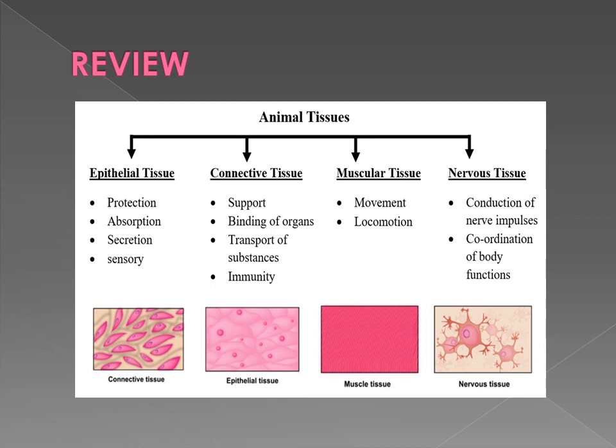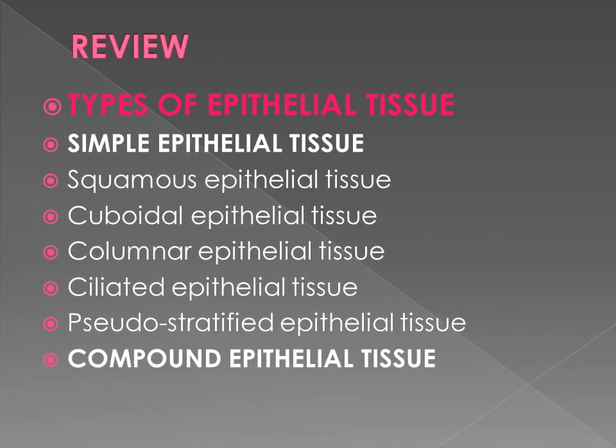So in the previous session, we started to discuss the new chapter. The chapter is tissue level of organization, and there we discussed the various animal tissues, right? The four types of animal tissues are epithelial tissue, connective tissue, muscular tissue, as well as nervous tissue. Then we learned about the classification of epithelial tissue, right? There we learned the types of epithelial tissue.